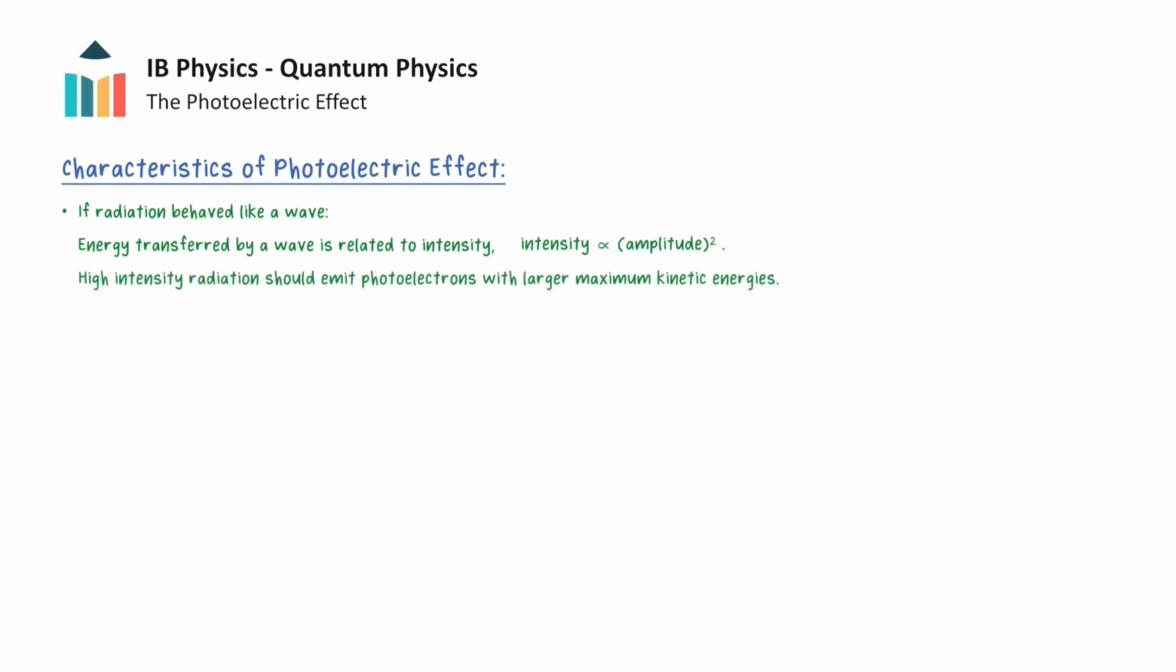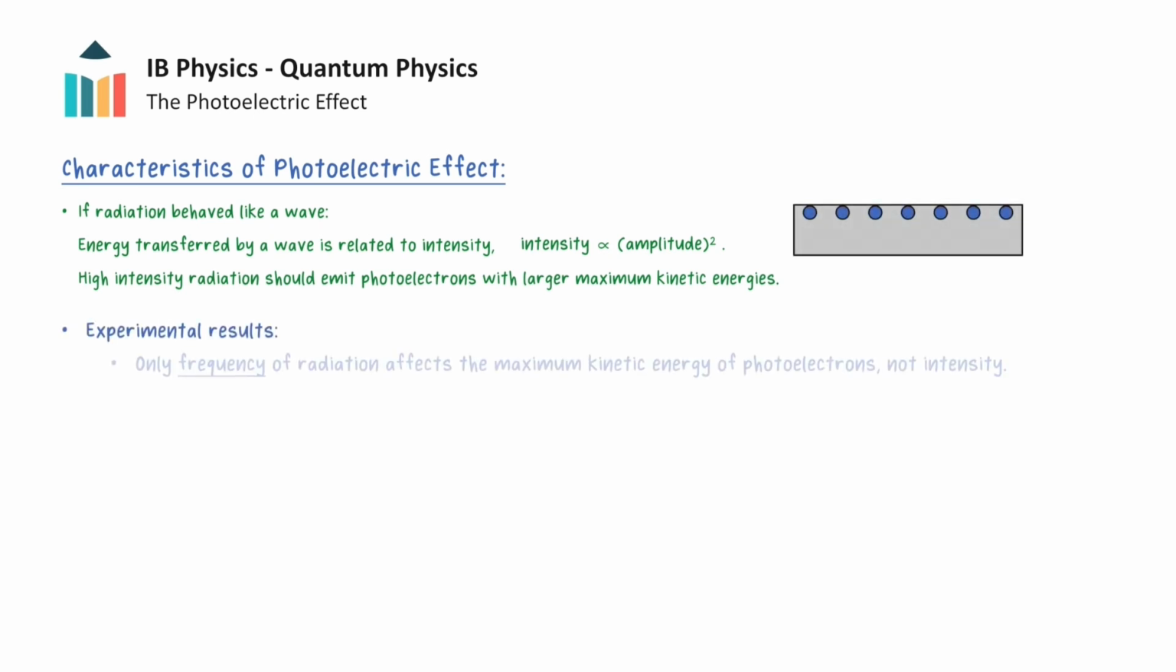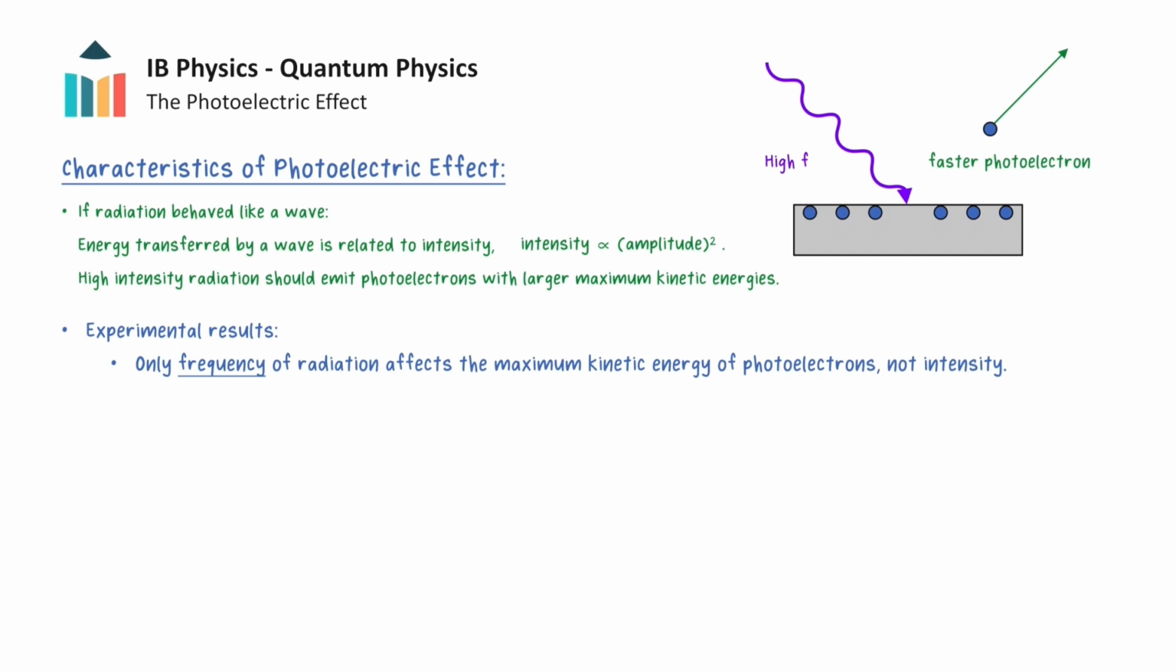In wave theory, the energy transferred by a wave is related to its intensity, and moreover, intensity is proportional to the amplitude of the wave squared. So a high-intensity wave will carry a lot of energy, and we would expect that high-intensity radiation on a metal surface should produce photoelectrons with a greater maximum kinetic energy. However, it was observed that the maximum kinetic energy of photoelectrons depends only on the frequency of incident radiation, not intensity. A greater frequency results in greater kinetic energies.